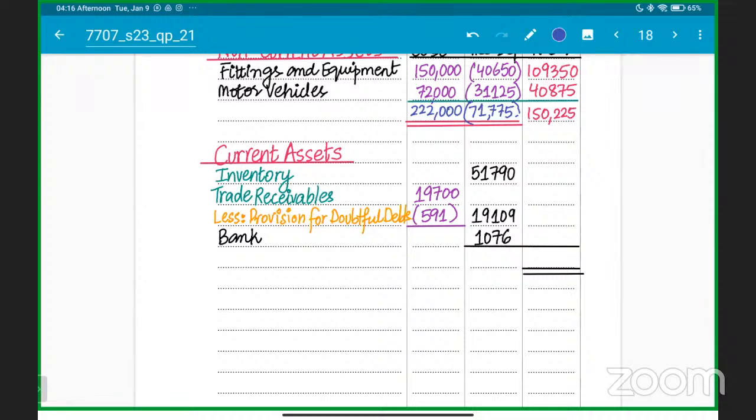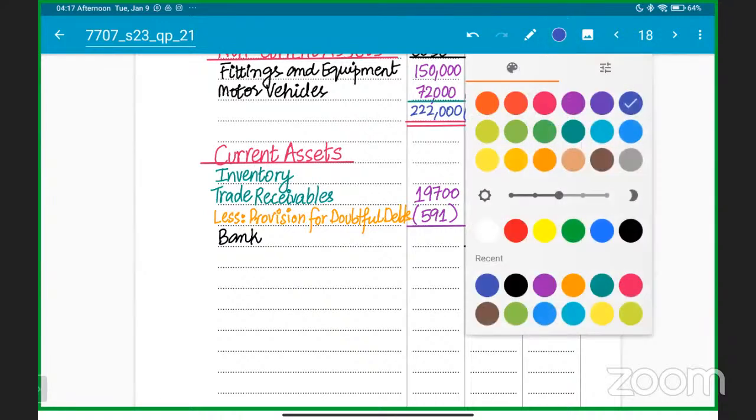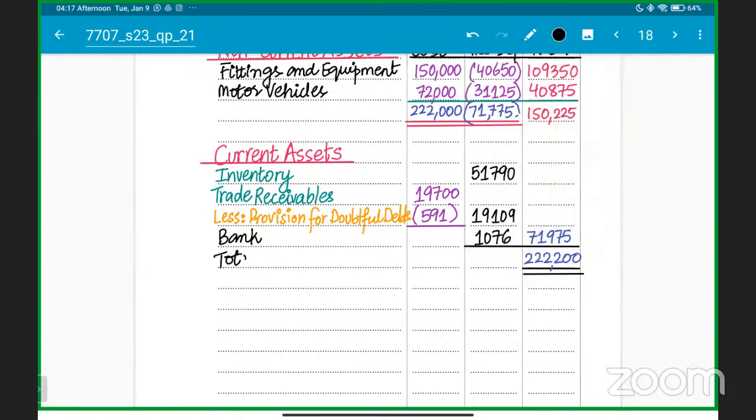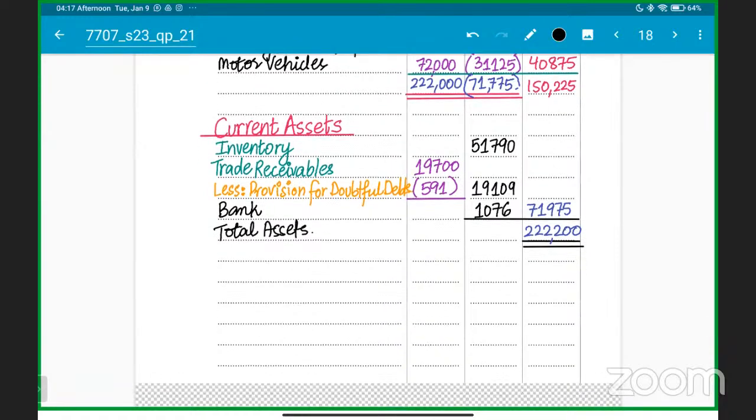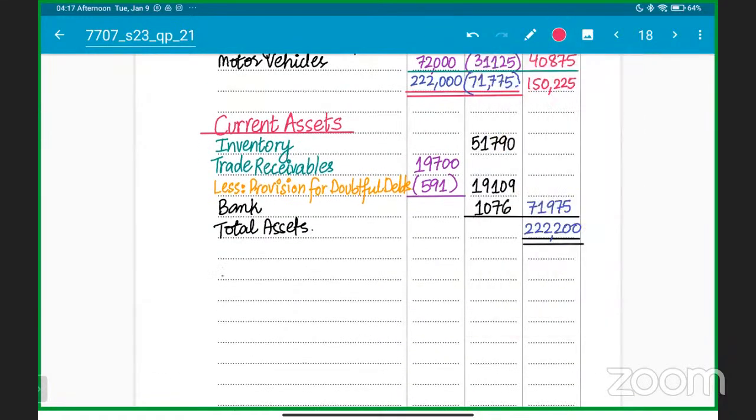51,790, 19,109 plus 1,076. So it will be 71,975. And you are going to add, students, the other non-current assets in this. So we will get 222,200 as the total assets. Okay. Everyone with me following this? Clear? Any problem? Hello, got this? Any questions? We got total assets.